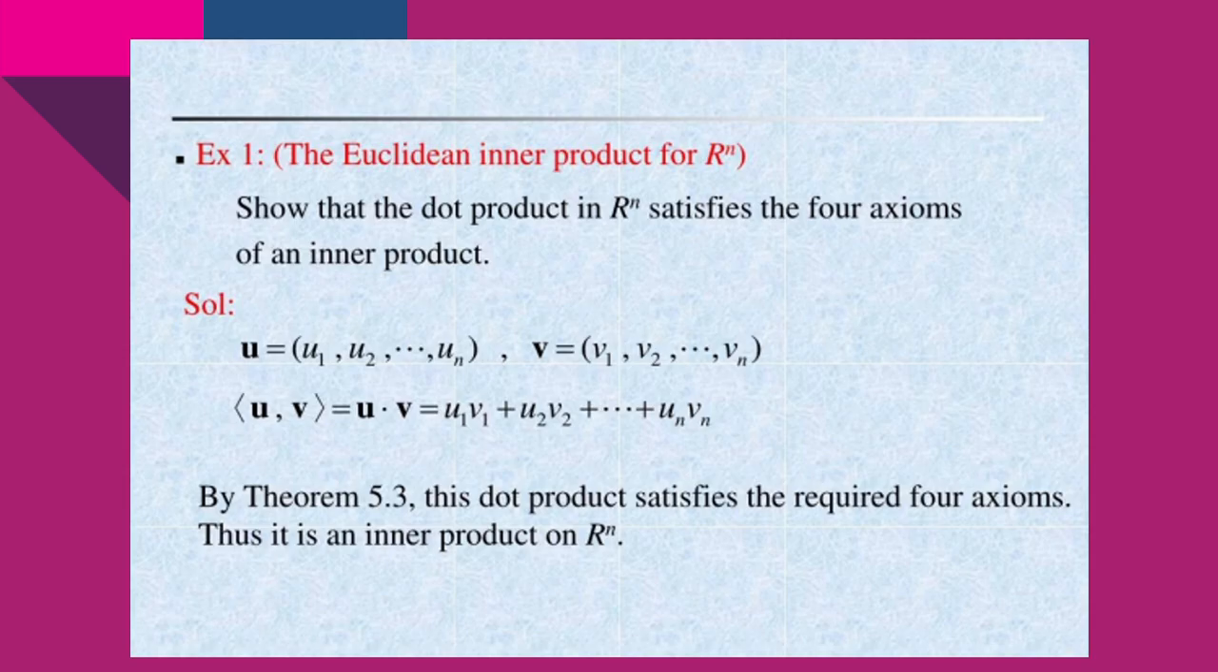Now, let's prove that the regular dot product actually satisfies all four inner product axioms. We simply define the inner product of u and v as the dot product u dot v, which equals u1 v1 plus u2 v2 and so on. Since we already proved in theorem 5.3 that the dot product satisfies all four required rules, we can directly conclude that the dot product is indeed a valid inner product in Rn.